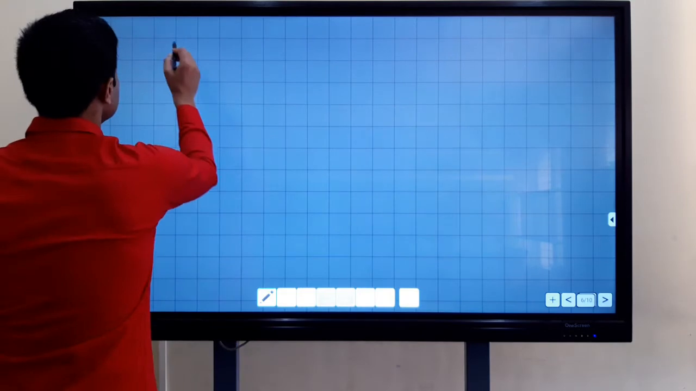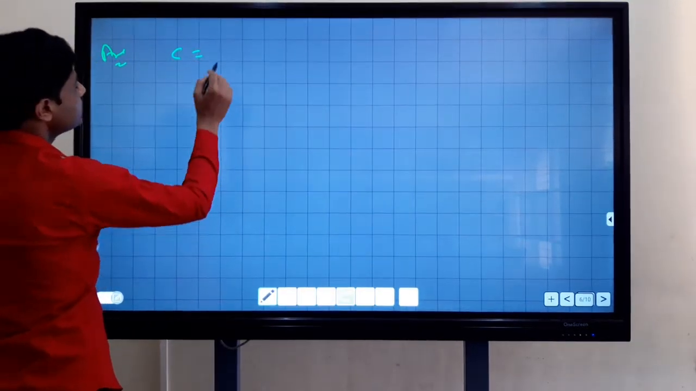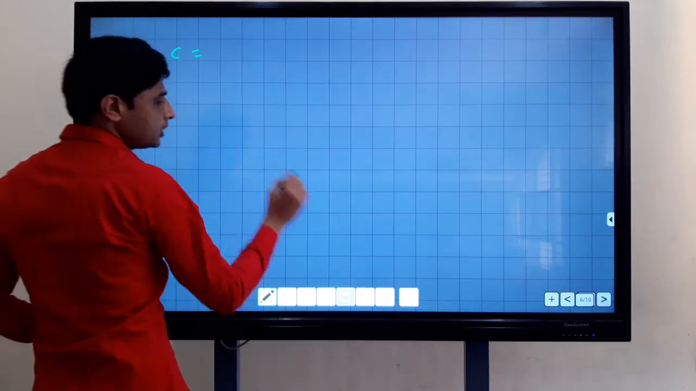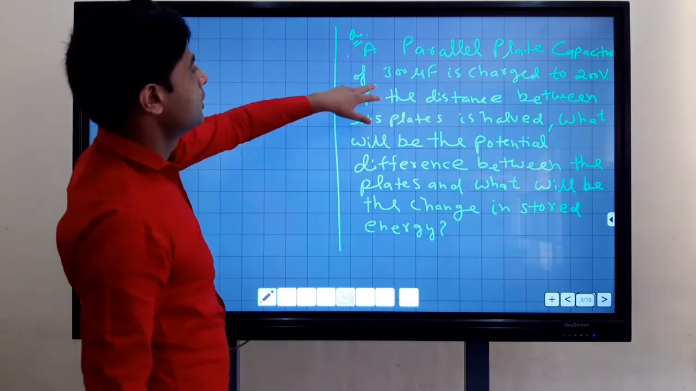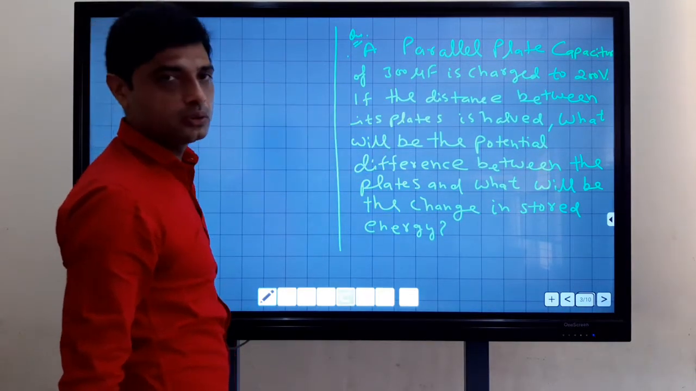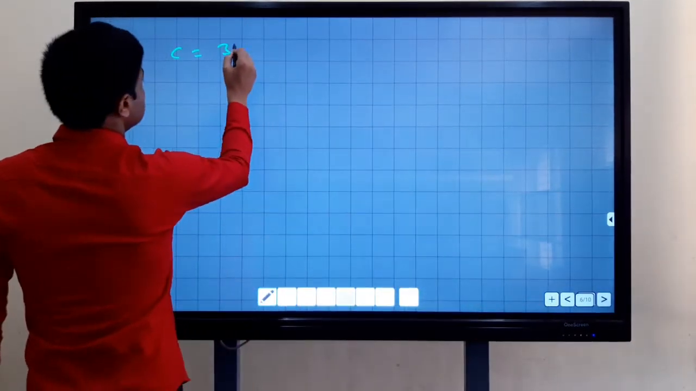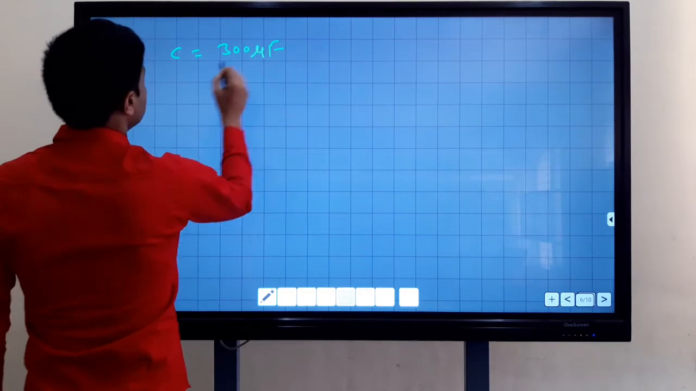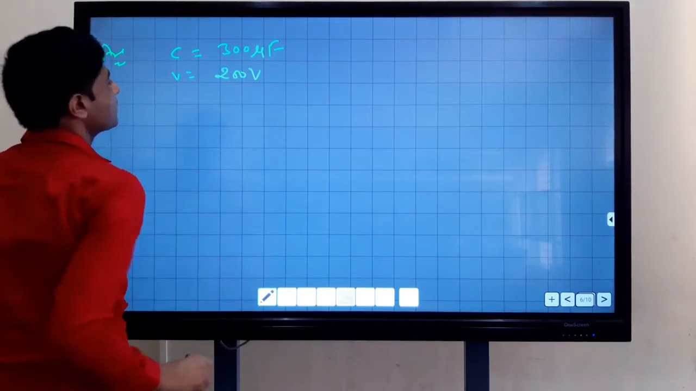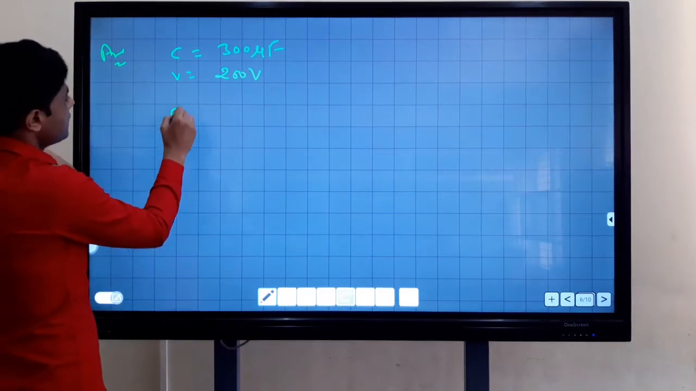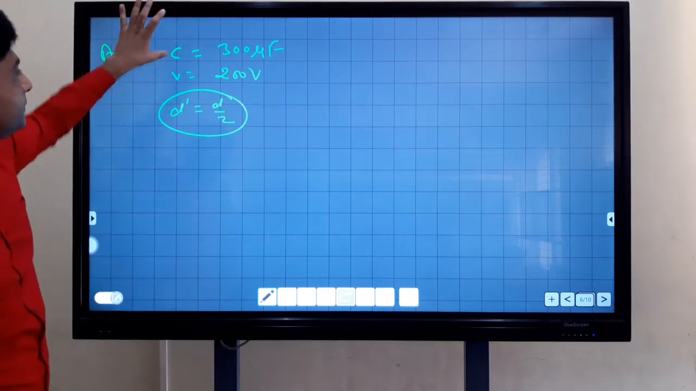So according to the question, the answer is that C is equal to, what is the value of C? The value of C is 300 microfarad and the voltage is 200. So C equals 300 microfarad, V equals 200 volt, and the distance D dash equals D by 2. According to the question, yes.